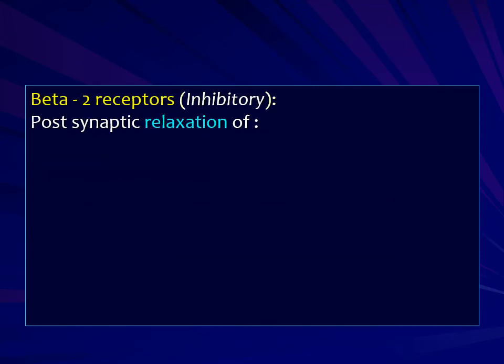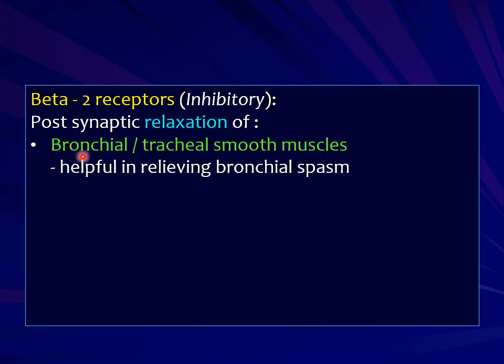Beta 2, inhibitory in nature. So wherever they are present, they will obviously produce relaxation of those sites, especially at the level of bronchial and tracheal smooth muscle. So there will be relaxation of these muscles, and this activity is helpful in relieving the bronchospasm as seen in case of bronchial asthma or COPD, chronic obstructive pulmonary disease.